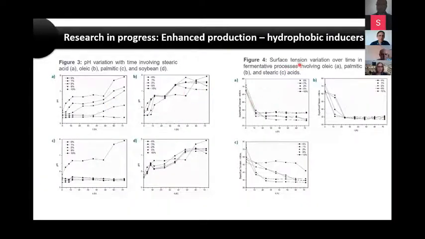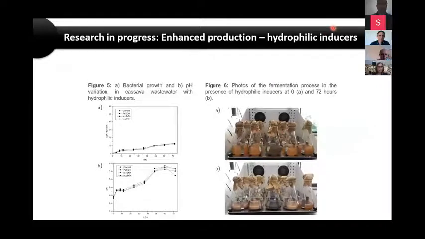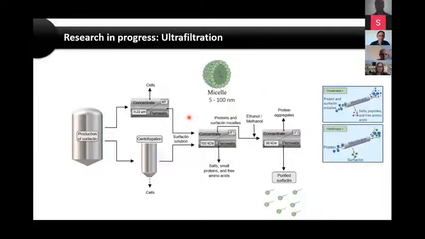As you can see here, this is the surface tension variation, an indirect measurement of biosurfactant production, and the results are quite different as well. We have done the same approach for hydrophilic inducers. In this case we have been using some metals, as you can see here: iron, manganese, magnesium, and so on. On the other hand, we have been making some progress in ultrafiltration. Personally speaking, it's quite a nice, feasible approach.